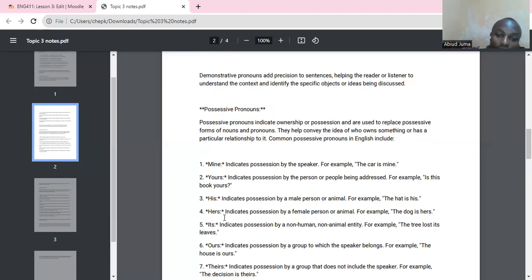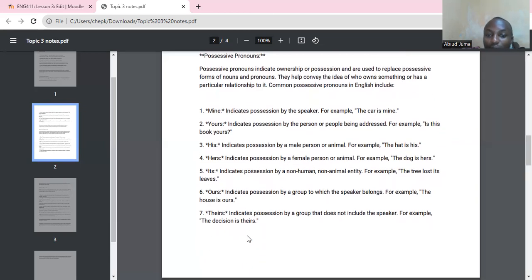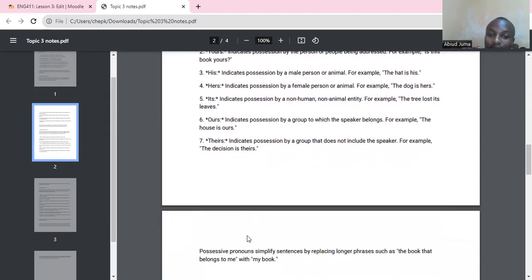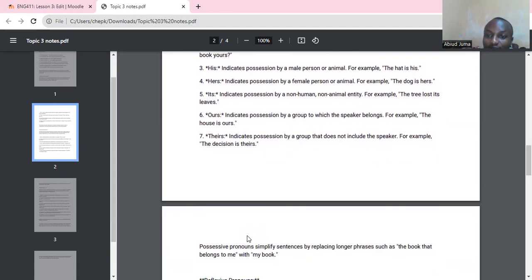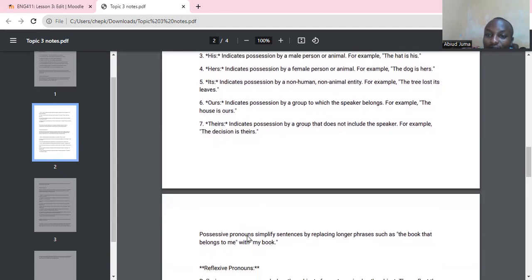And ours indicates possession by a group to which the speaker belongs. For example, the house is ours. So it shows a group to which the speaker belongs, more than a single person. Theirs indicates possession by a group that does not include the speaker. For example, the decision is theirs.